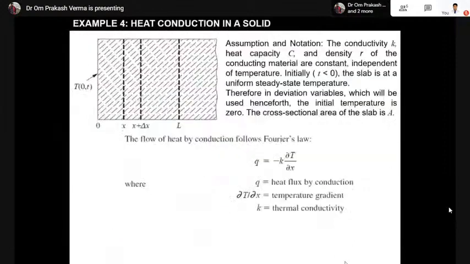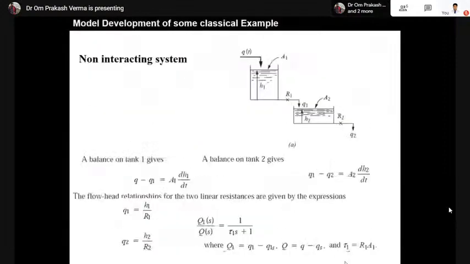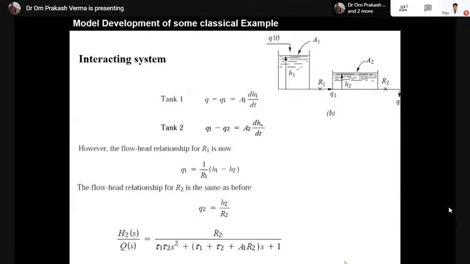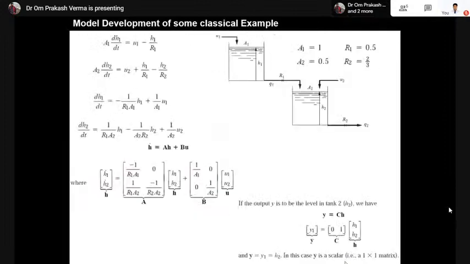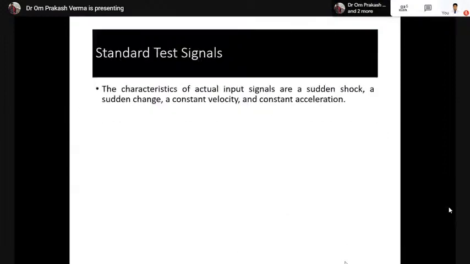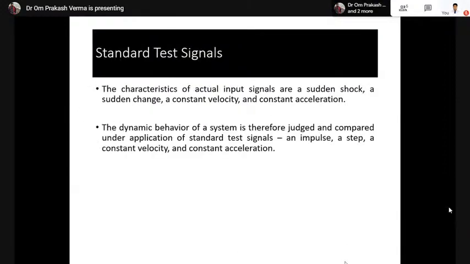chemical system. Then yesterday we started with the state space model, and then we took one example of a non-interacting and interacting tank system, and we compared the response of the interacting and non-interacting tanks and saw the difference. Then we discussed yesterday different types of basic signals that are supplied as an input to any model or process.